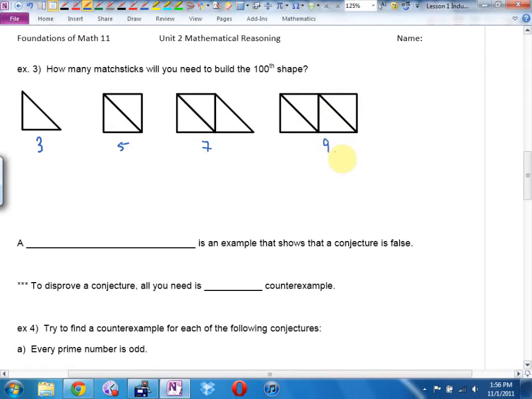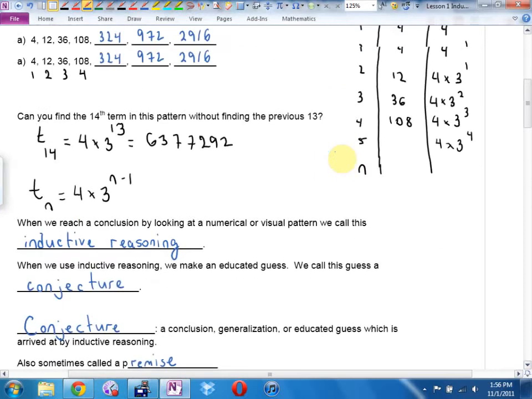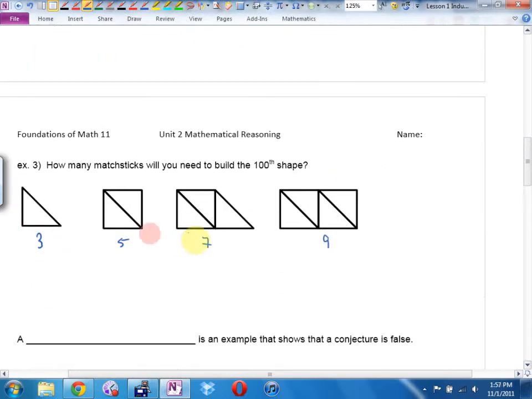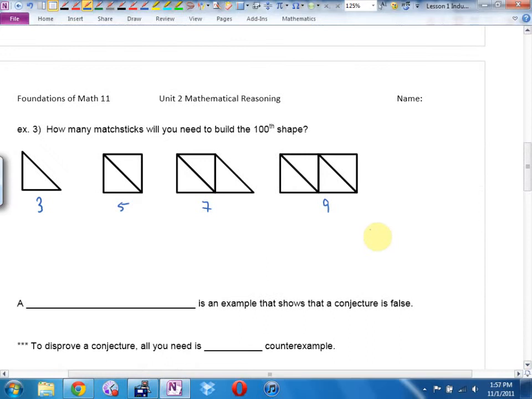Instead of doing a vertical column like we did right here, since I wrote the numbers horizontally, this is location one. This is location number what? The second term. The third term. The fourth term. We want to try and generalize this for the nth term and then see if we can plug in a 100 for the n and get an answer.